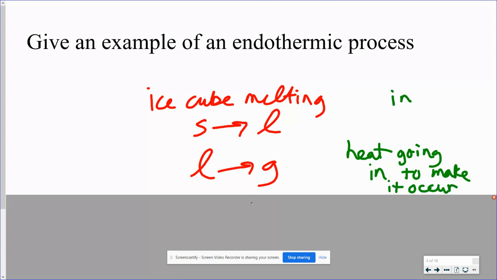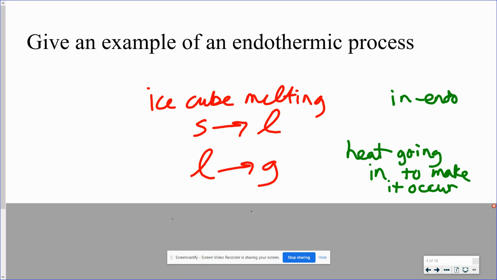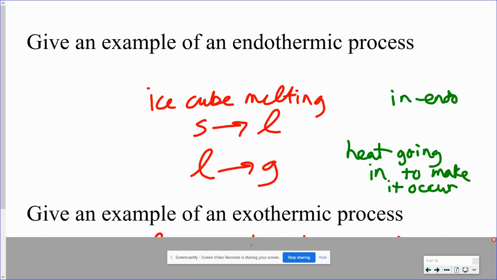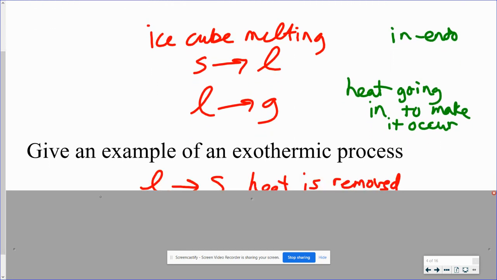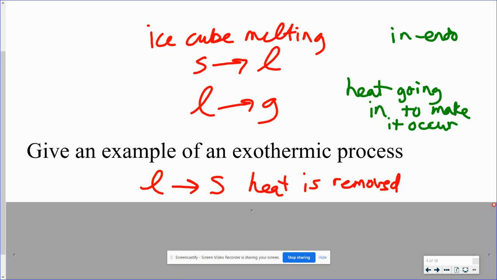Okay, in, endo. An example of an exothermic process, now heat has to be taken out to make it happen. So that would be like a liquid going to a solid. So freezing, heat has to be removed.